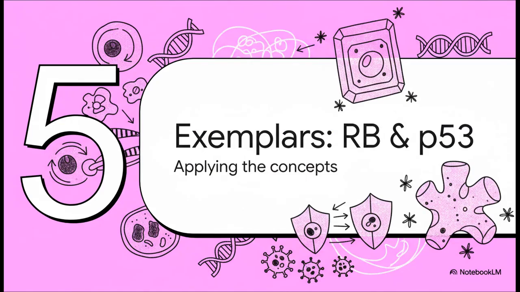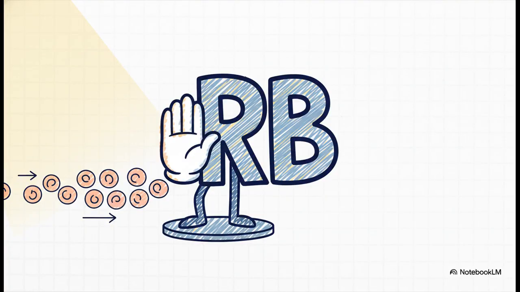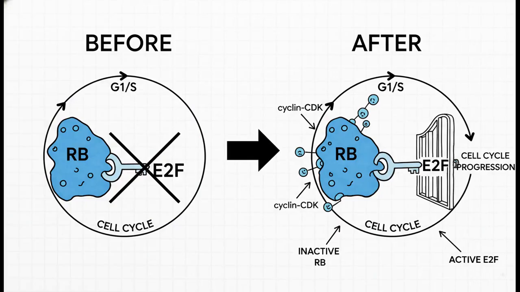Finally, let's apply these concepts by examining the 2 most important tumor suppressor genes, RB and P53. First, the retinoblastoma gene, RB. This was the first tumor suppressor gene discovered, and it serves as the prototype for this class of genes due to its central role in cell cycle control. Mechanistically, the RB protein is a negative regulator of the G1 to S phase transition. When it's in its active hypophosphorylated state, it binds and inhibits E2F transcription factors. This prevents the cell from progressing into S phase. To proceed, cyclin CDK complexes must phosphorylate RB, inactivating it and releasing E2F.